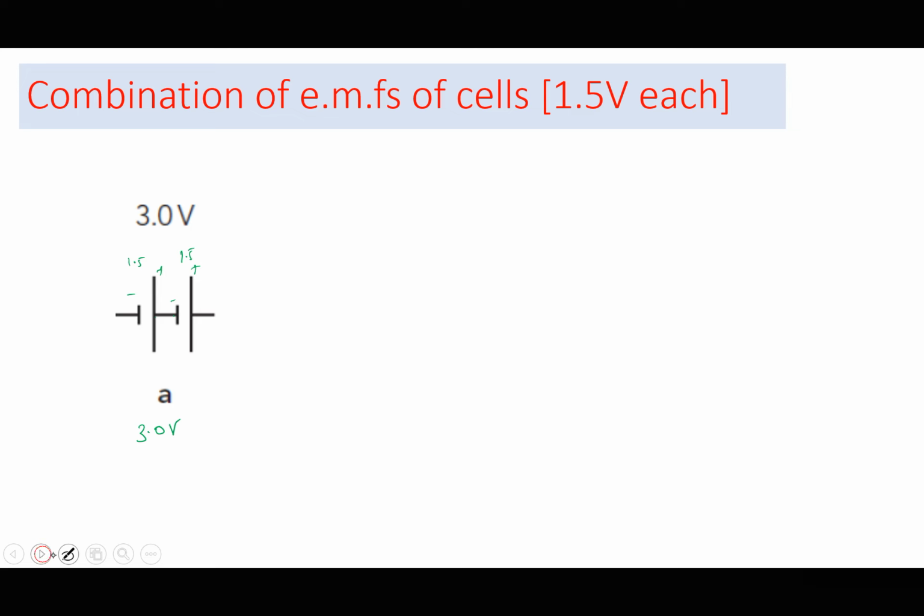If cells are combined in this nature, with a positive joined to negative, positive joined to negative, and so on and so forth, we have 1.5 plus 1.5 plus 1.5. This gives us 4.5. I'm assuming that a normal cell has an EMF of 1.5 volts.